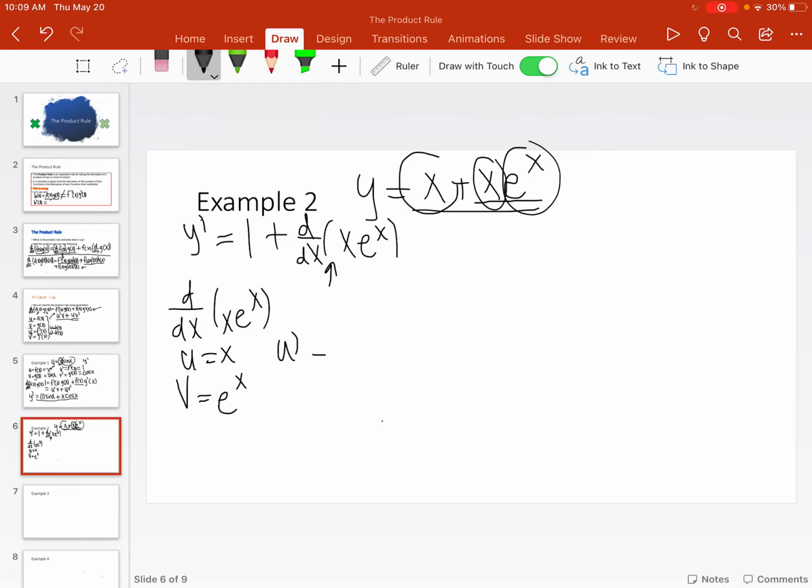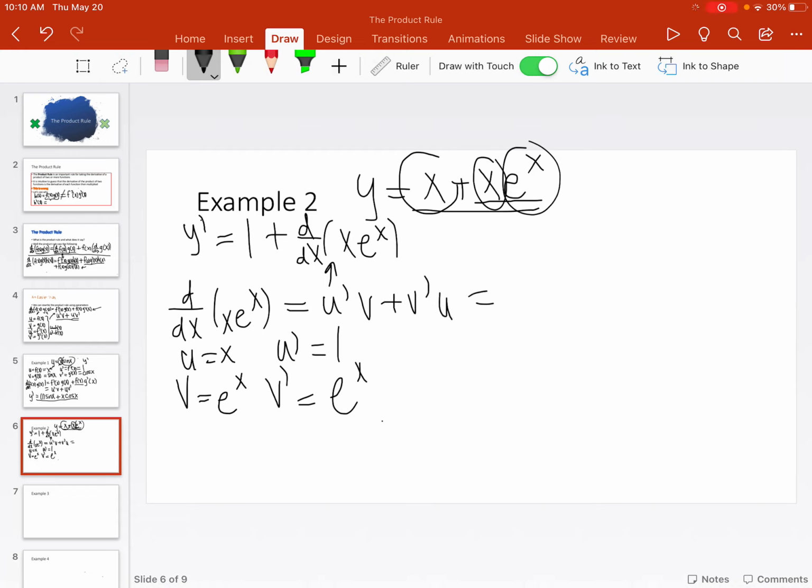So what's u prime? Well, u prime is just the derivative with respect to x here. So what's the derivative of x with respect to x? Well, it's just 1. What's v prime? Well, the derivative of e to the x is just itself. It's just e to the x. Therefore, what was our product rule? Actually, I already wrote that there. So, it said u prime v plus v prime u.